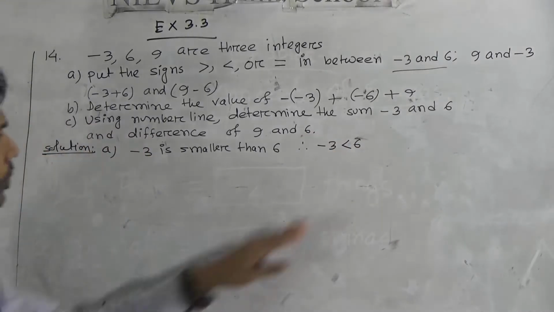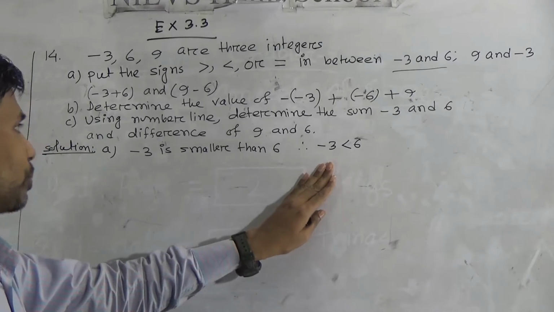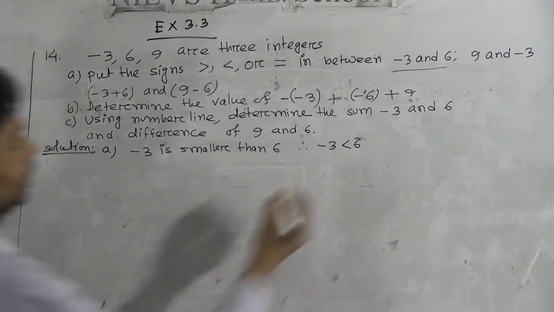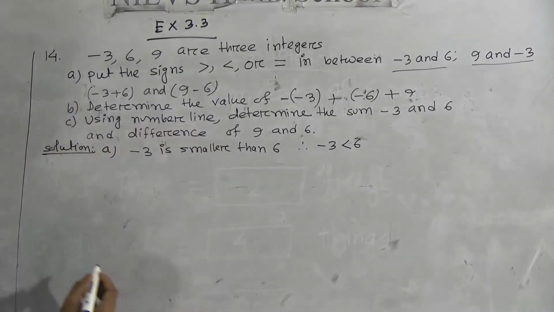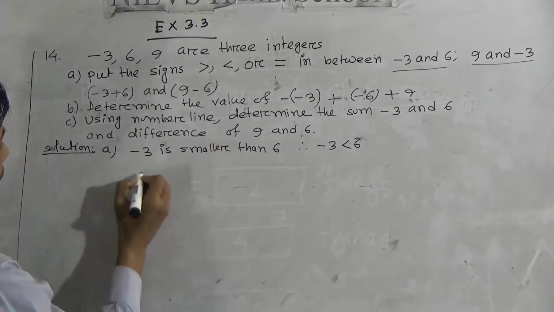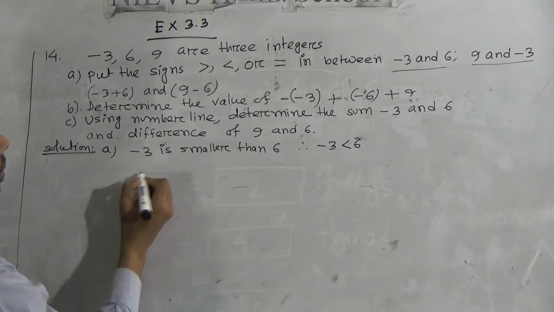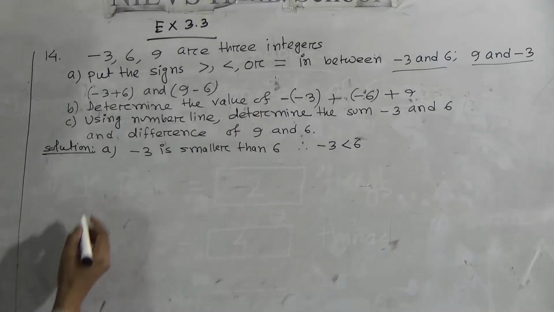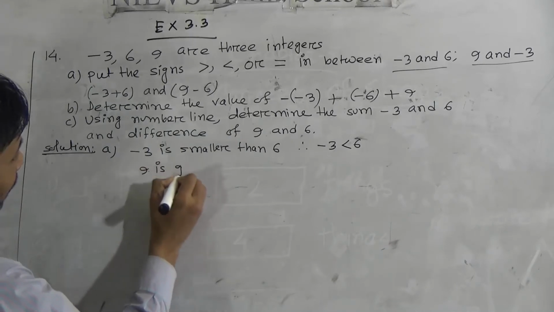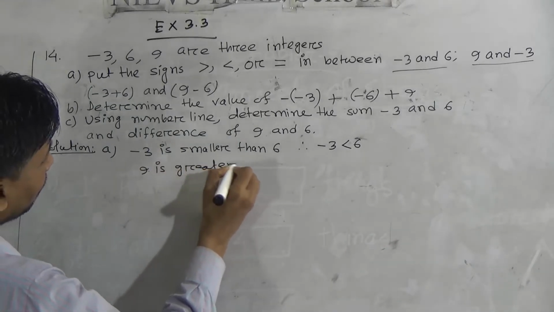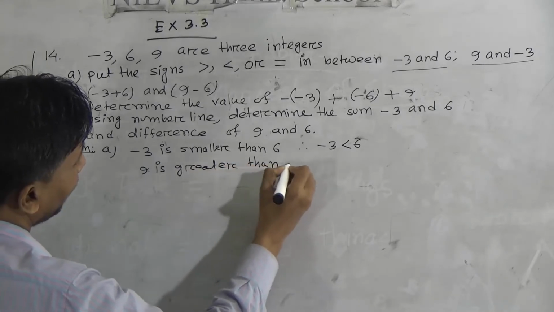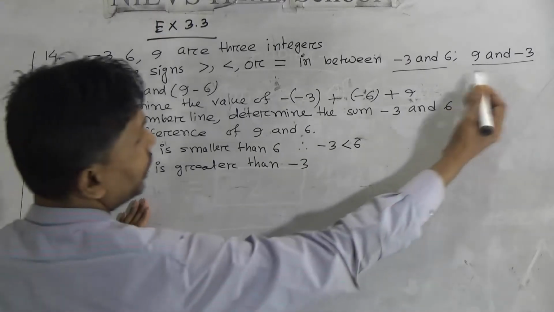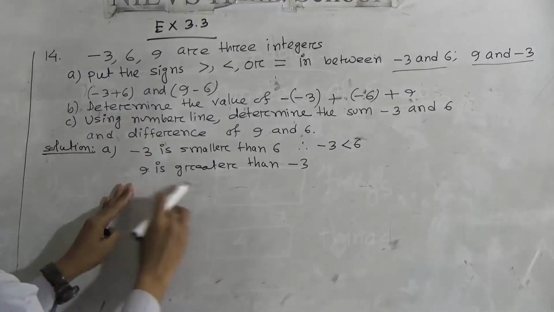That means 6 is greater and minus 3 is the smaller. Okay, student. Now see between 9 and minus 3. Look, student, 9 is greater than minus 3. Okay, look, between these 2 points, 9 and minus 3, 9 is greater than minus 3.